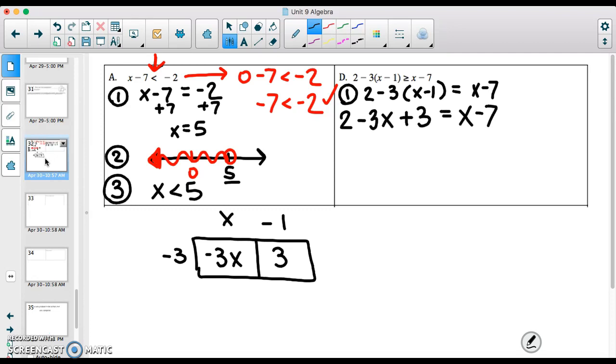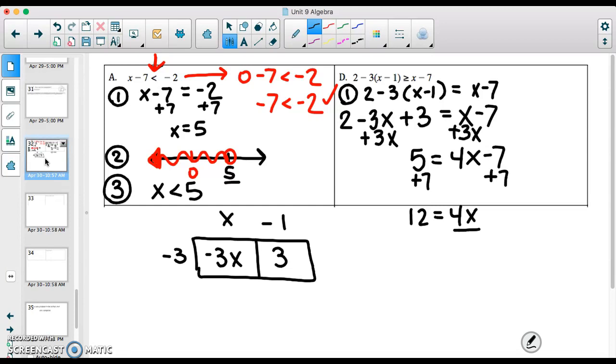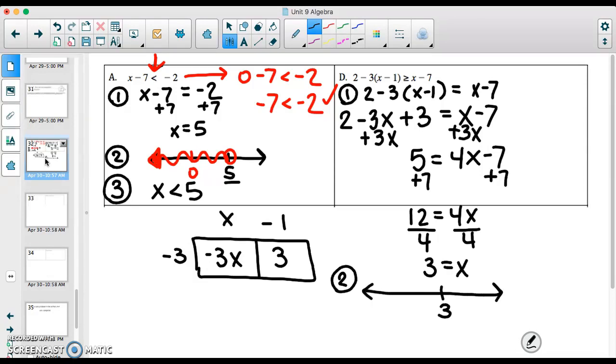You might want to draw that little rectangle. And now I can just solve this equation. You don't have to do it in this order, but I like to take care of my x's first. So I get a boundary point of 3. X equals 3. So my next step would be to put that on a number line.